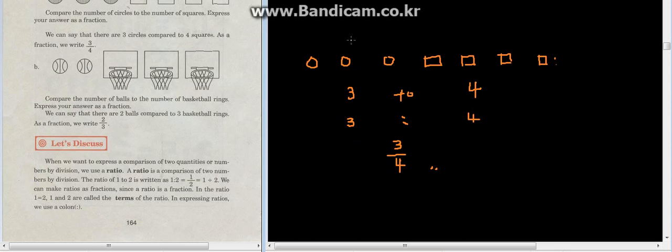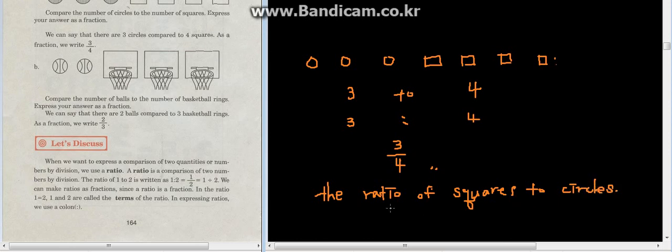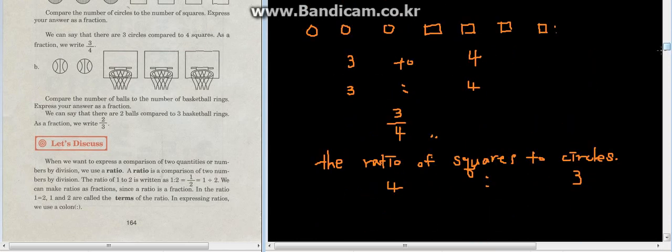And what is the ratio of squares to circles? How many squares do we have? 4 squares and 3 circles. And we could say 4 to 3 and 4 over 3. Can you see the difference?